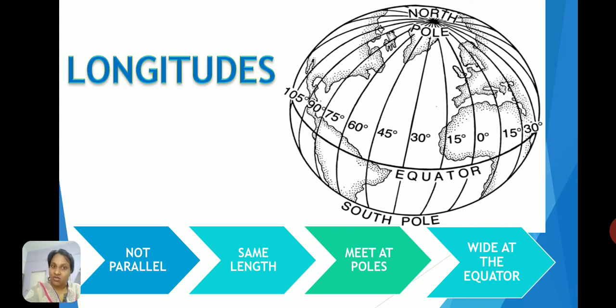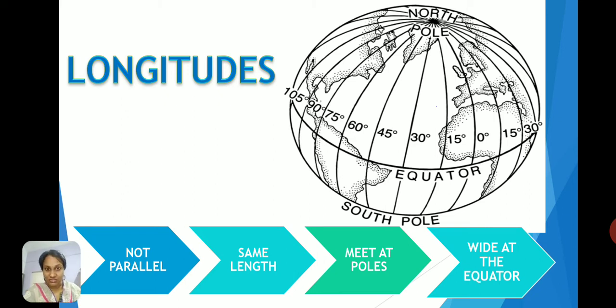Now what is special about longitudes? One, the longitudes are not parallel. What are you going to remember? Longitudes are not parallel. They are of the same length, okay. Longitudes are of the same length because they run from north to south. Latitudes were running horizontally and they were of different lengths. So that is the difference between latitudes and longitudes. Longitudes are of the same length.